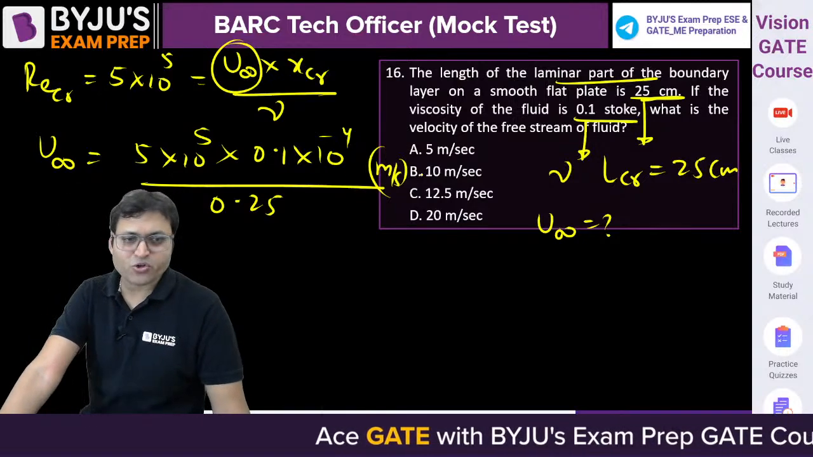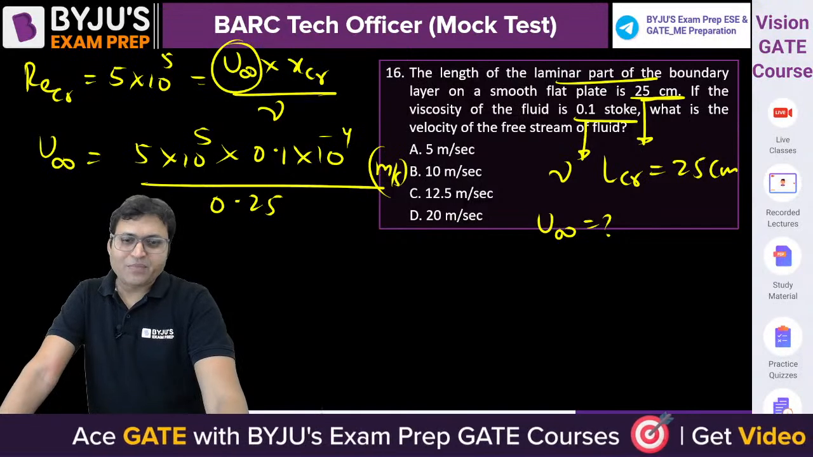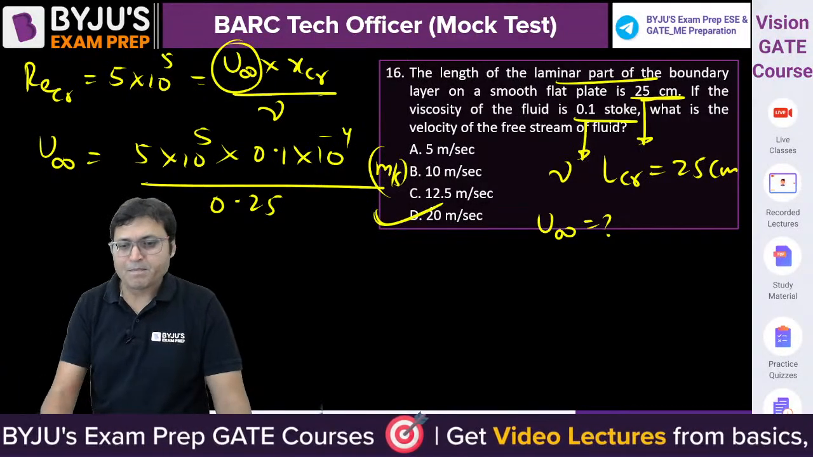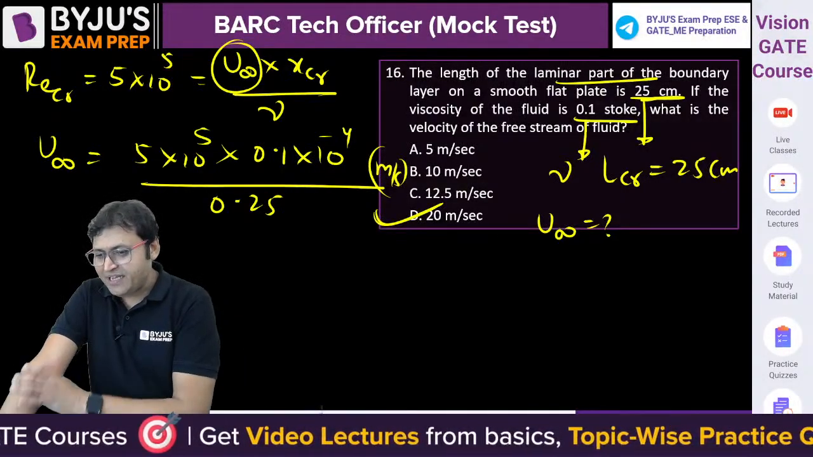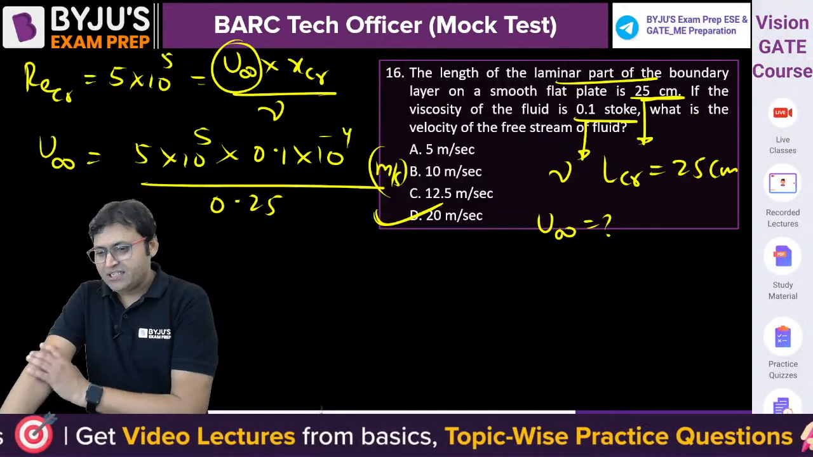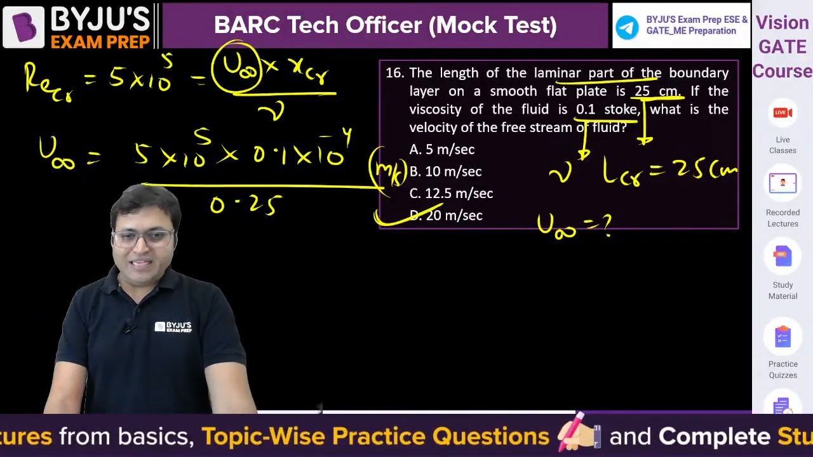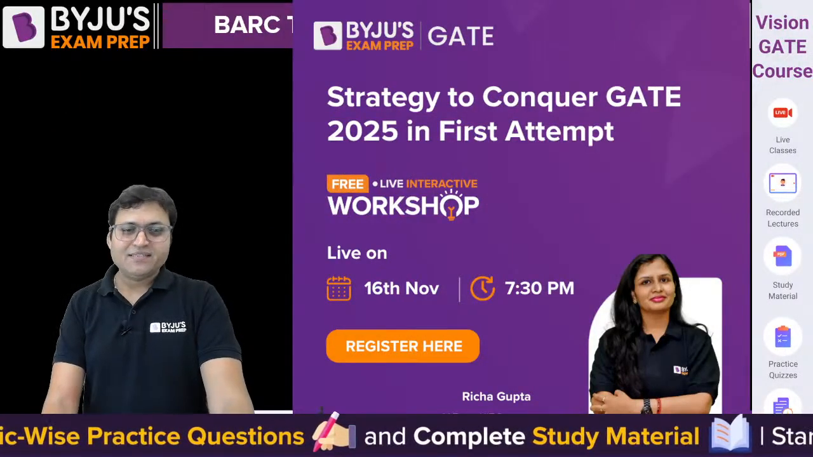What is the answer for question number 16? Question number 16, what will be the answer? Are you getting option D? Yes, well done. D. Sujata, it will be D. Shiva, good. Tushar, Maniket, D will be the answer. So these are some questions from the fluid mechanics.